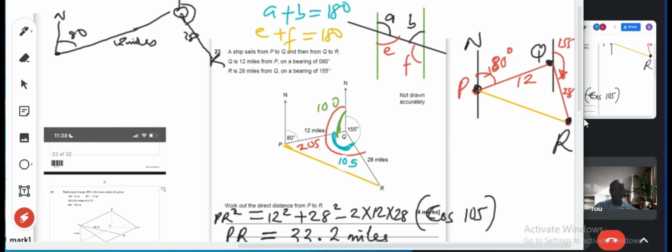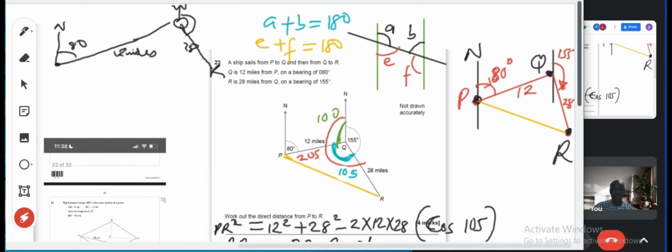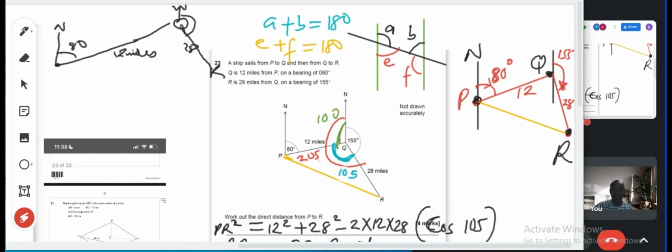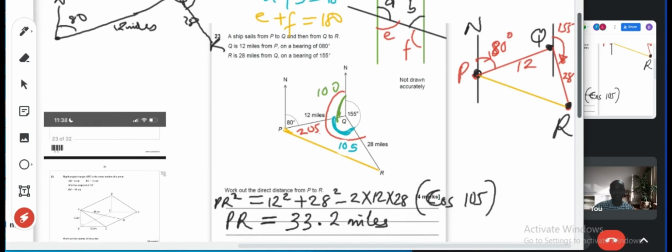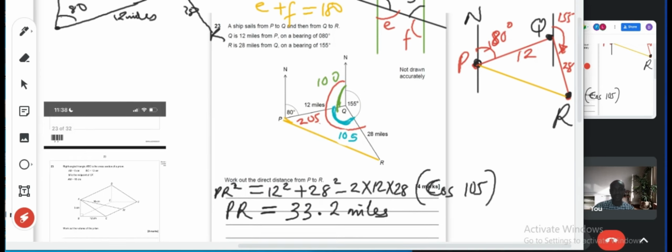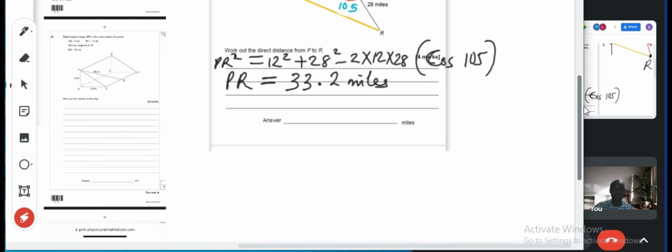Oh, that was a nice question. Yeah, it's as easy as that. But you know, when you find the angle PQR, that's a bit confusing though. Yes, once you find angle PQR, every other thing is easy.